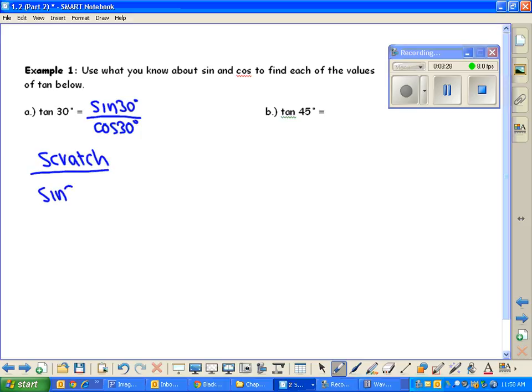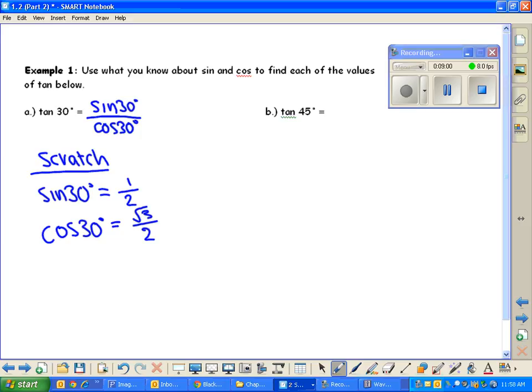Sine of 30, what is that? I'll give you a second, but you know it. Sine of 30, think about it. Yeah, go ahead. 1/2, you are correct. All right, and someone else for the cosine of 30? Square root of 3 over 2. Good. Okay, so we know what sine and cosine equal.